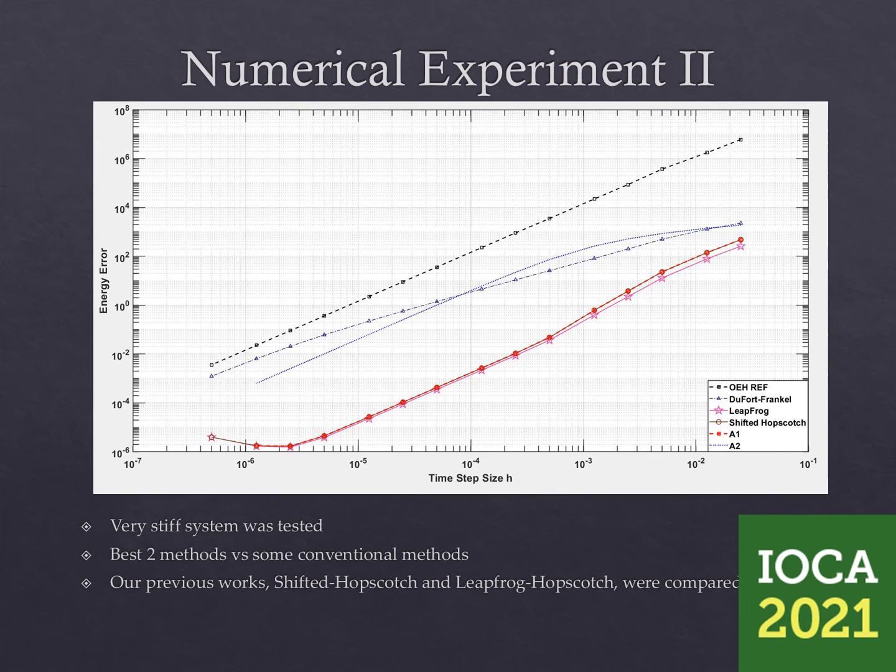In the second experiment, we tested a very stiff system. Then we compared the best 2 methods with conventional methods such as the original hopscotch and Frankel. Also, we compared them with our previous work, shifted hopscotch and leapfrog hopscotch. You can find these works at the second and third references of this presentation.